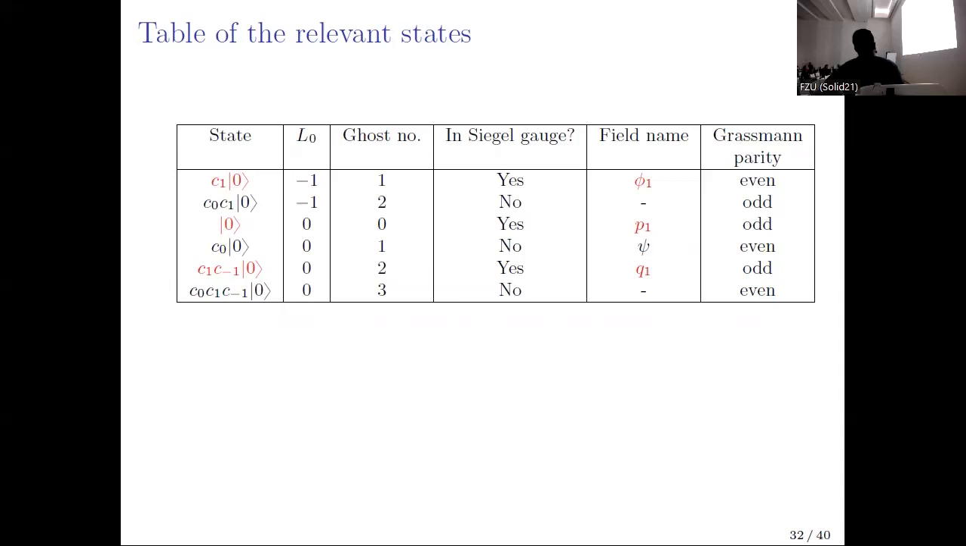So the red states are the ones giving the terms on the previous slide. e to the 2 pi t, -1 from here, -1 from here. So e to the 2 pi t -1, -1.